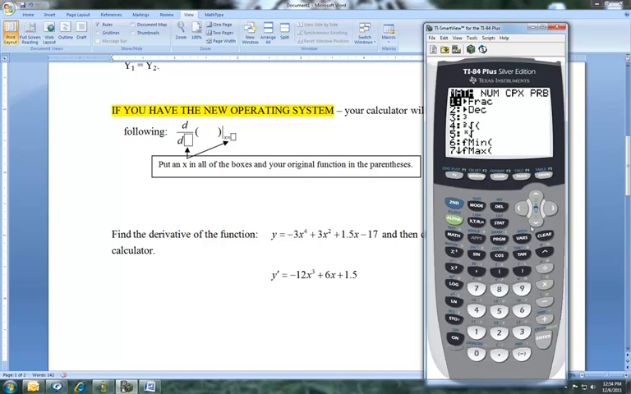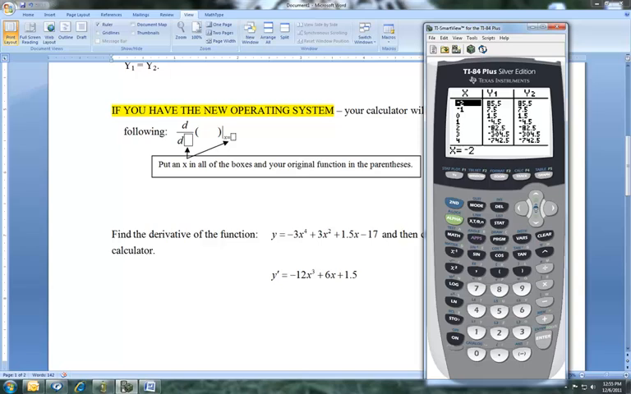Press Math, and if you cursor down, you'll see number 8. There's my nDeriv. Okay, now I've got to type in the original, negative 3x raised to the 4th plus 3x squared plus 1.5x minus 17. Since this is the old operating system, I have to hit comma, x in my parentheses. Now I'm going to do my 2nd Graph for the table.